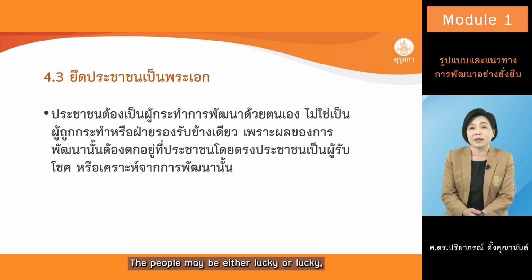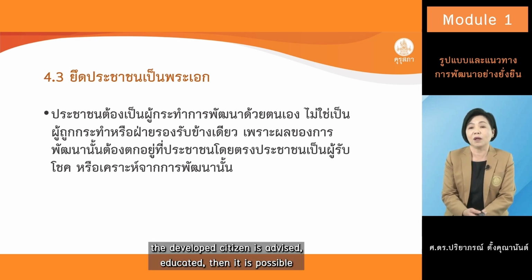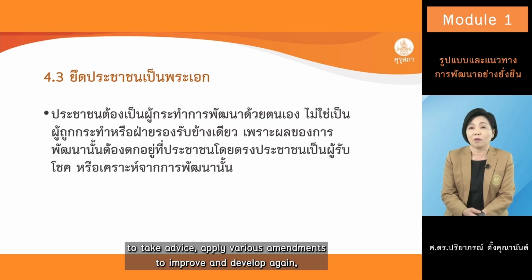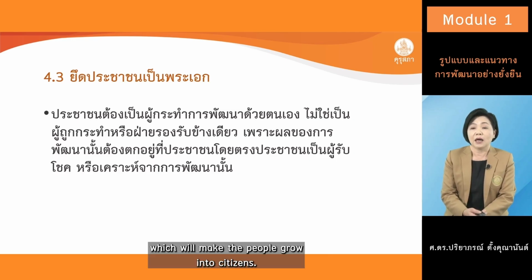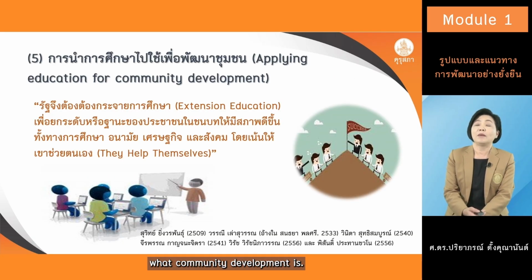The people may be either lucky or unlucky, but if the problem is not solved, the developed citizen is advised and educated, then it is possible to take advice, apply various amendments to improve and develop again, which will make the people grow into citizens. In the next part, we have discussed what community development is.